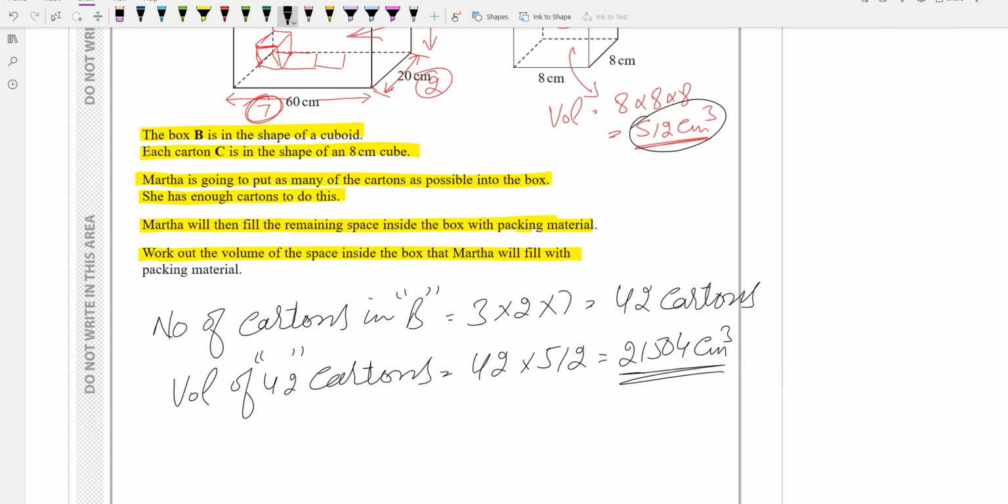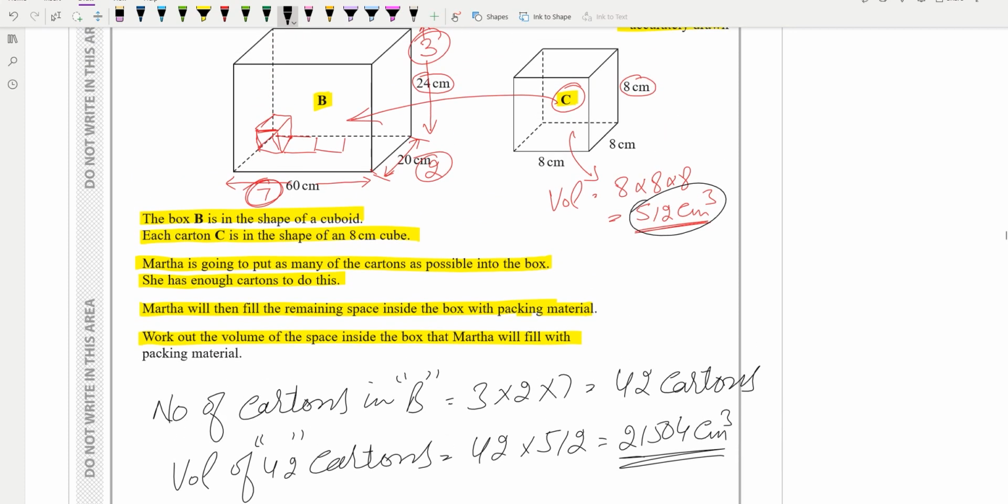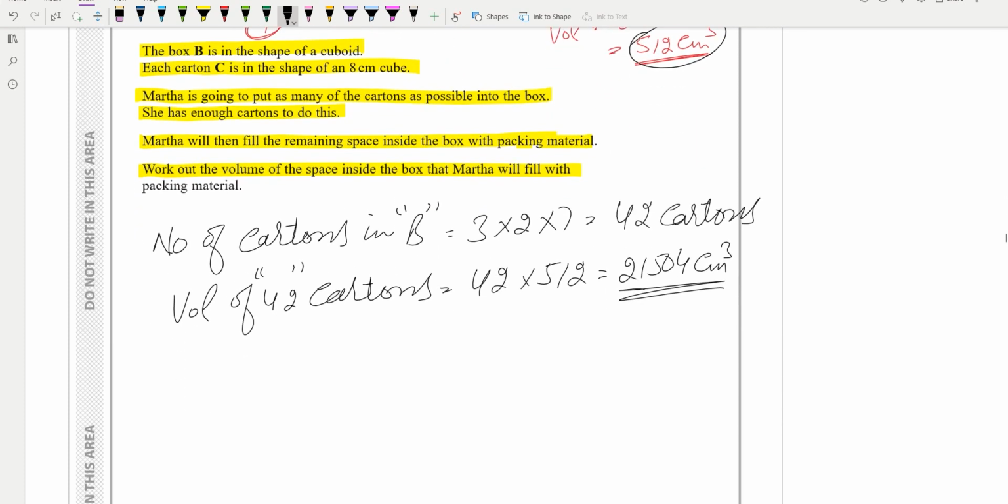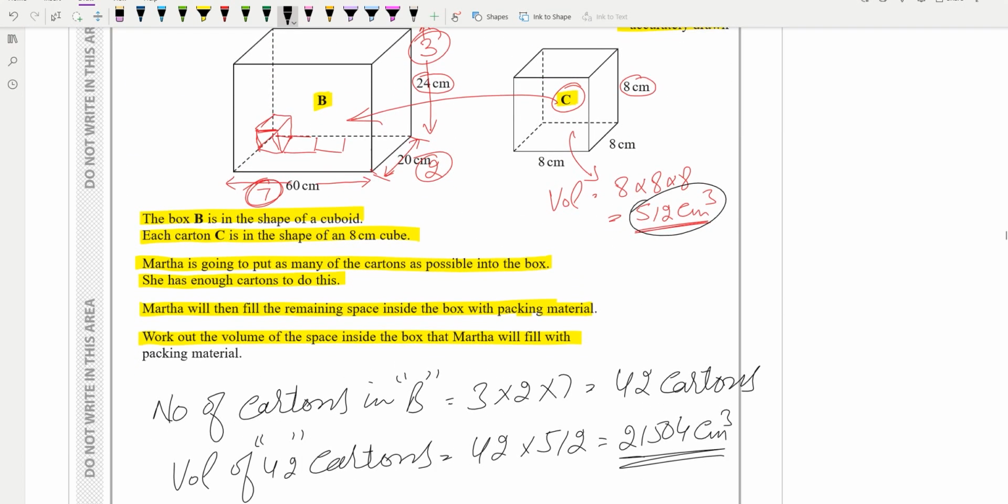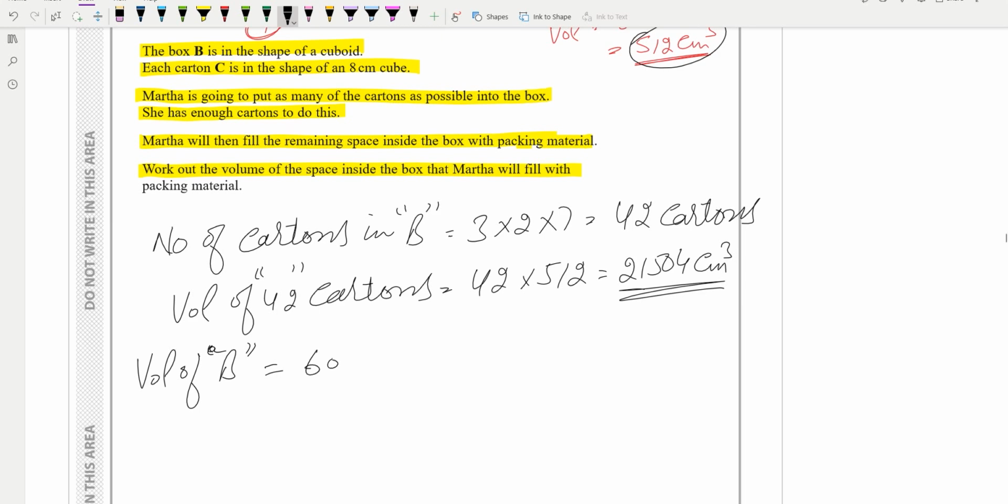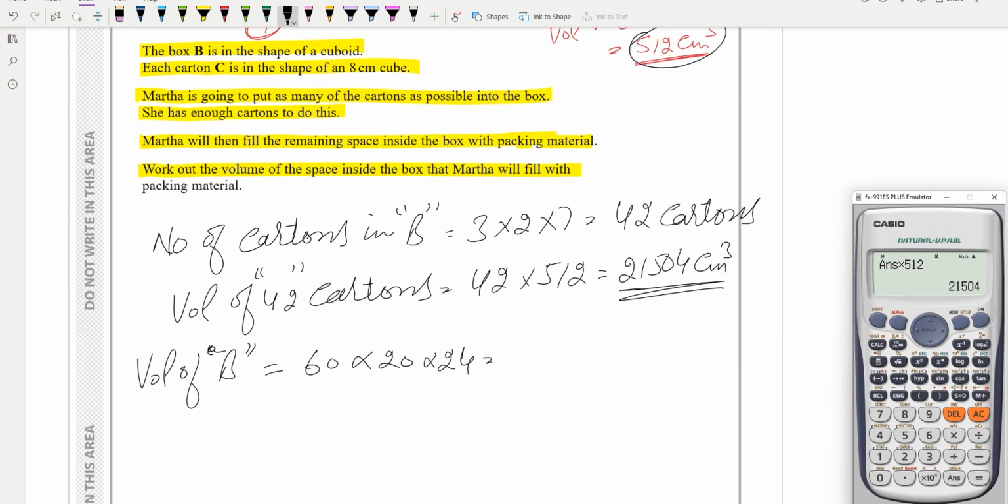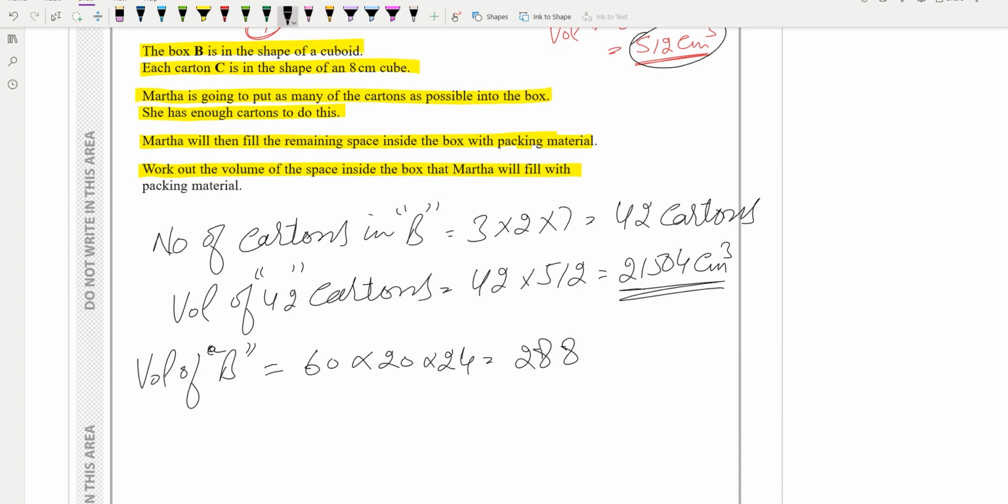So this is the volume which is occupied, and the total volume of B is what? The volume of B we will get by multiplying length into width into height. So 60 into 20 into 24, this will be the total volume. So 60 into 20 into 24 is giving us 28800, and this will be centimeter cube.